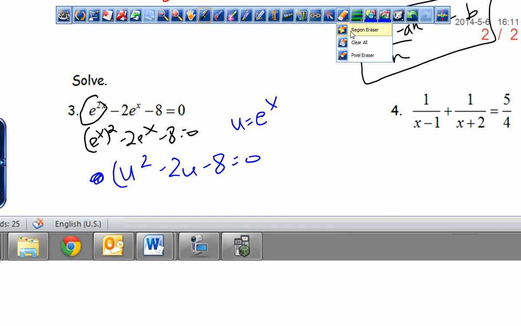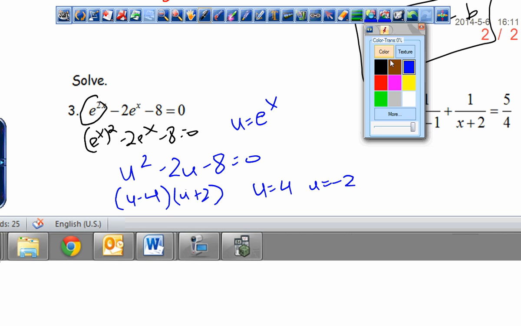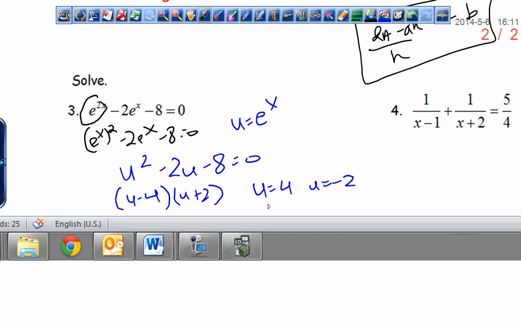I guess I didn't need that parentheses after all. Then we factor. So it's going to be u minus 4 and u plus 2. So that means u is 4 and u is negative 2. But remember, we're trying to solve for x, not u. So that would mean e to the x is 4 and e to the x is negative 2. Now, there's not any number that I can raise e to make it negative 2. So you're out, negative 2.